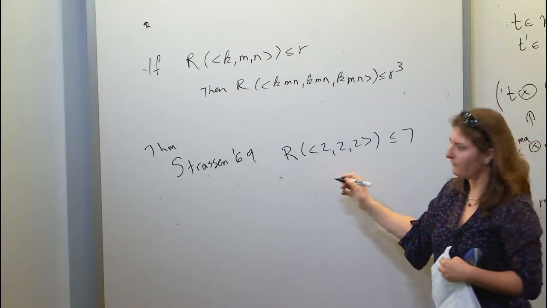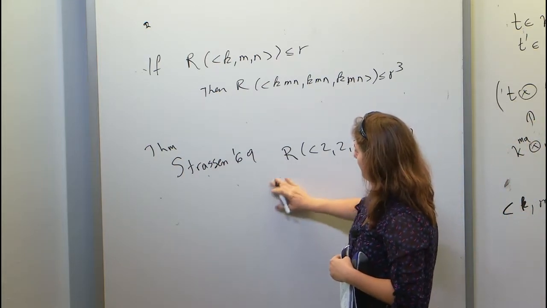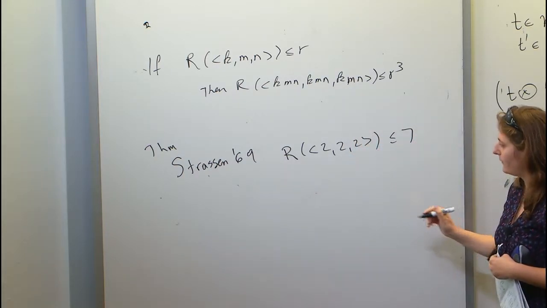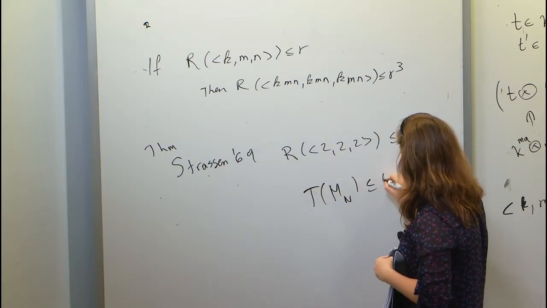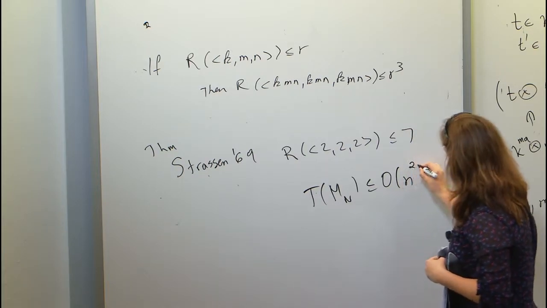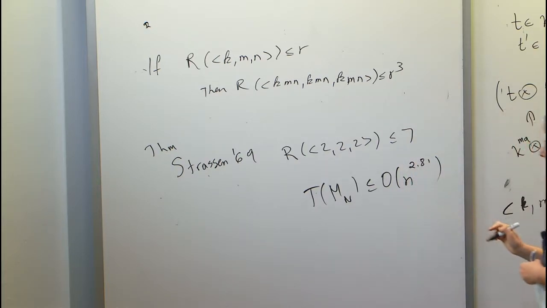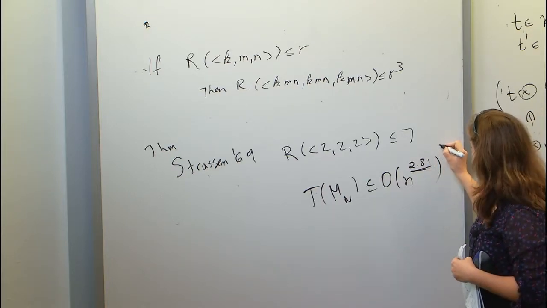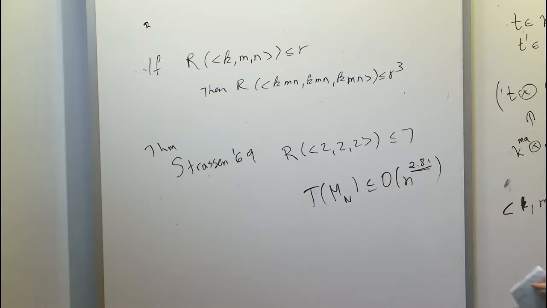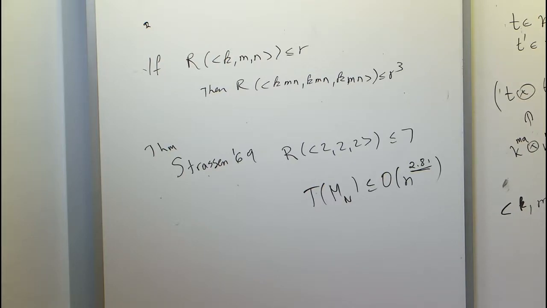So this gave a bound on matrix multiplication, which is n to the order 2.81. So this exponent is called omega. So I'm going to define it finally now. This is what we study.